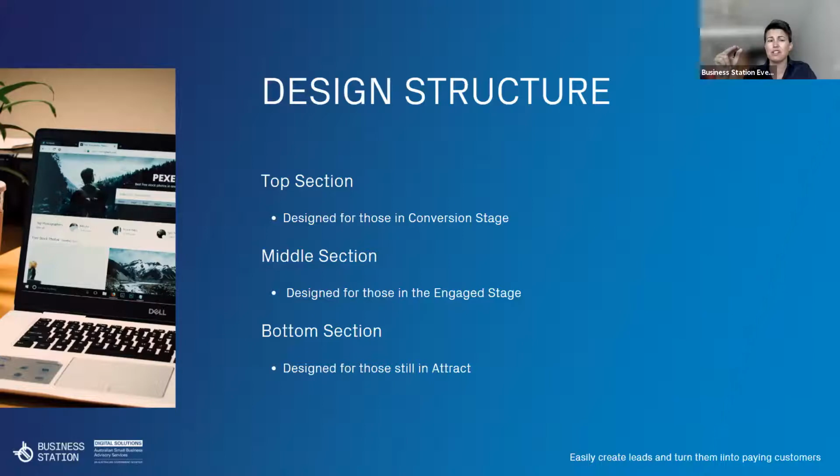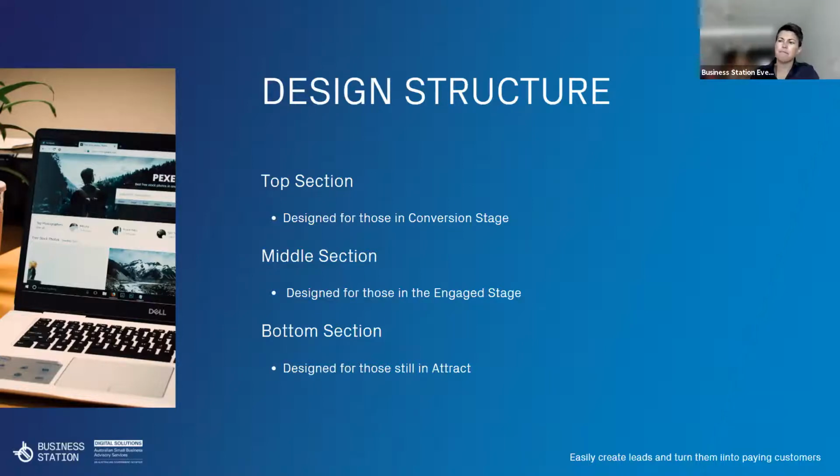So the top section of your website is for those predominantly in the conversion stage. And then that's coupled with something subtle. If it's done well, it's done subtly in a way that if you're still a little bit unsure and need more information, it's very easy to go to that next step as well. But it doesn't take away from those who are already in that conversion stage and just looking to buy.